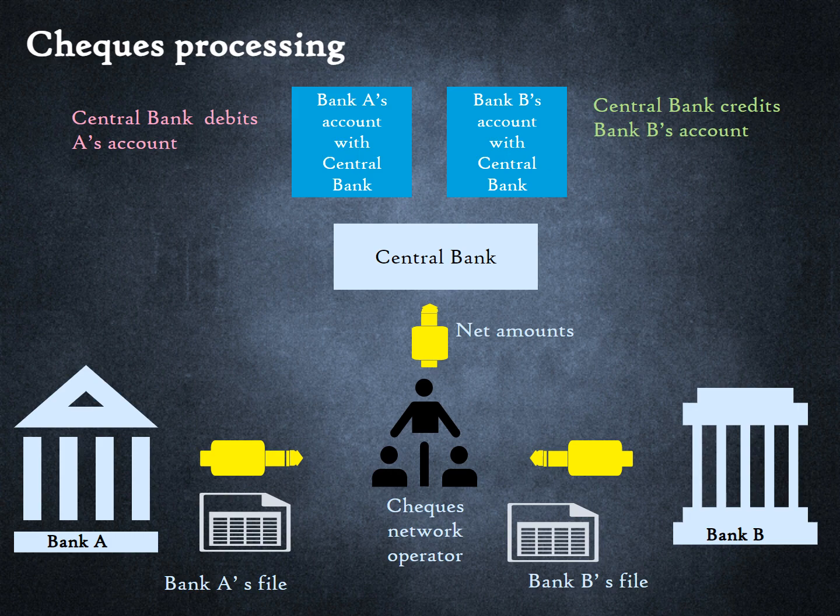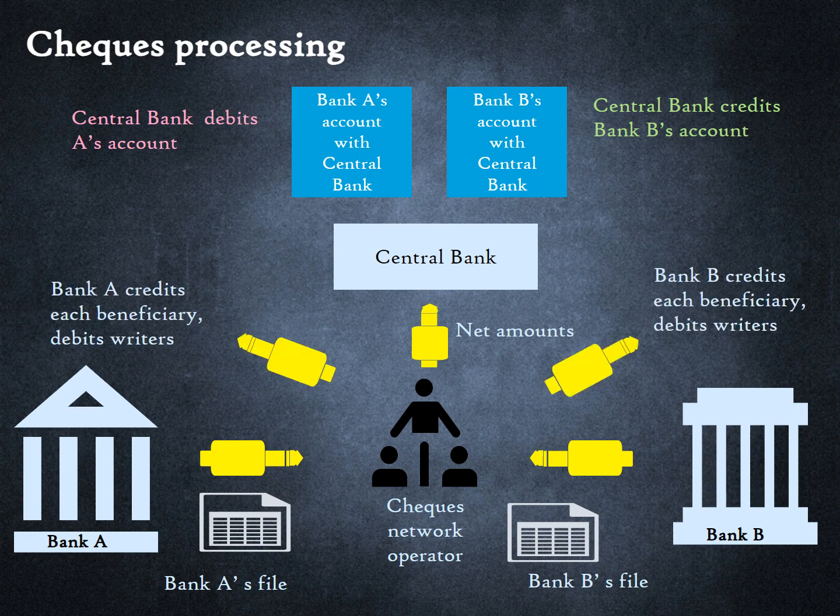The central agency also sends data files to the individual banks, who credit the beneficiaries and debit the payers. At this point, banks can compare the check images to the data files if they wish. The process by which checks are paid broadly follows these steps, though specifics vary by country.